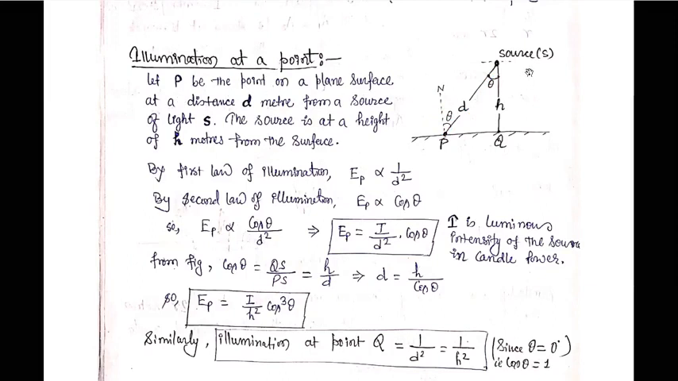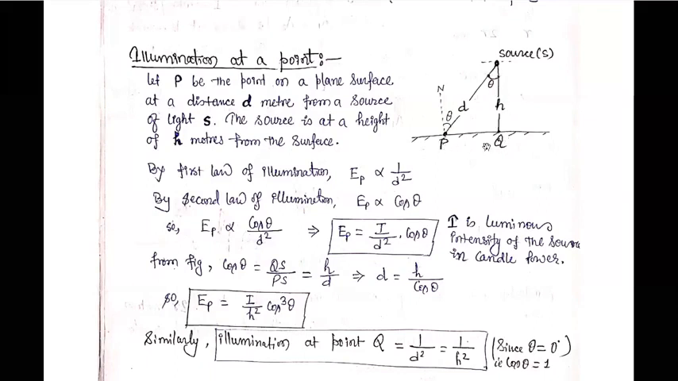So let P be the point on a plane surface at a distance d, okay? This distance d is from a source of light S, and the source is at a height of h meter from the surface. Now we have to find out what the illumination will be at point P and at point Q due to this light source. This is the question, this is what we have to find out.